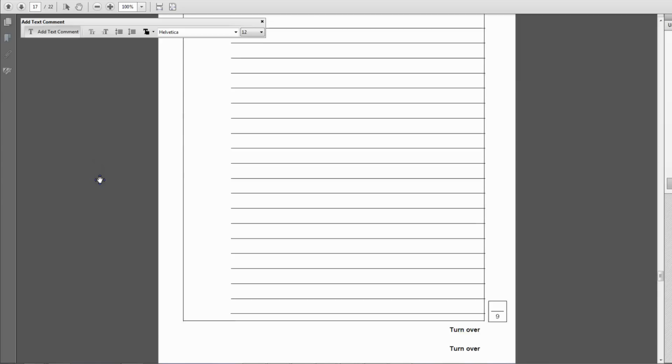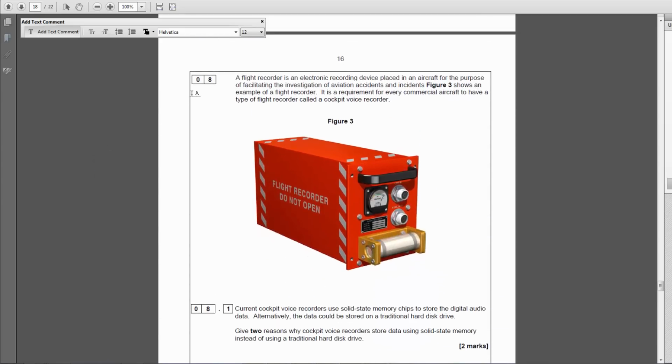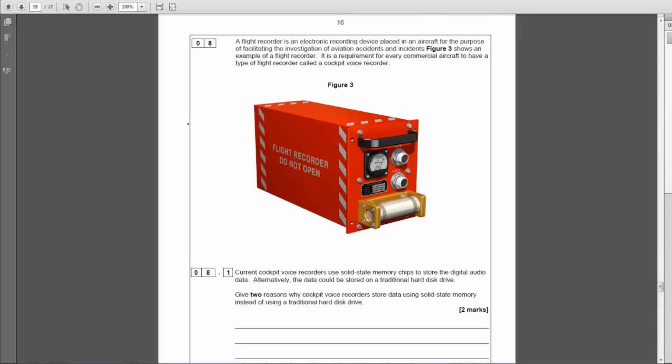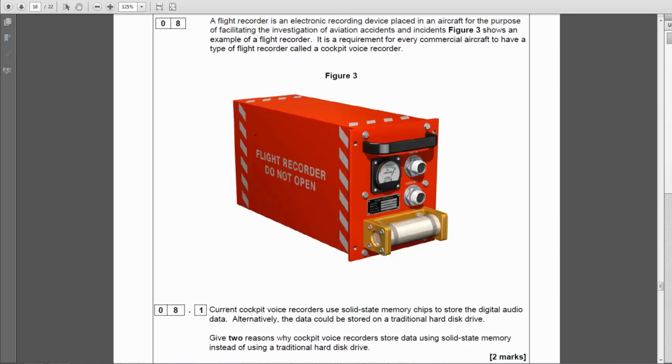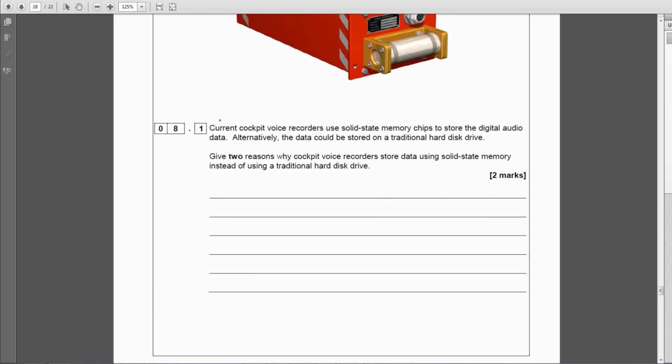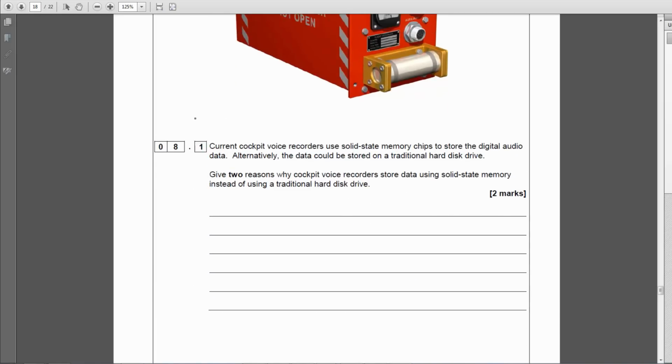So if we move on, okay, we've got more space, I didn't realise that, to look at question 8. A flight recorder is an electronic recording device placed in an aircraft for the purpose of facilitating the investigation of accidents. So the black box. Current cockpit voice recorders use solid state memory chips to store the digital audio data. Alternatively, it could be stored on a traditional hard disk drive. Give 2 reasons why they store data using solid state memories instead of a traditional hard disk drive.